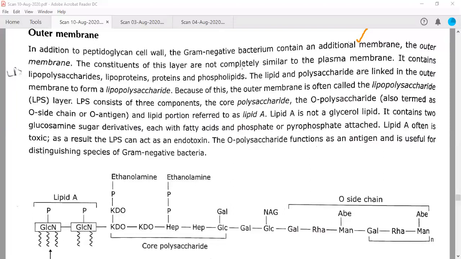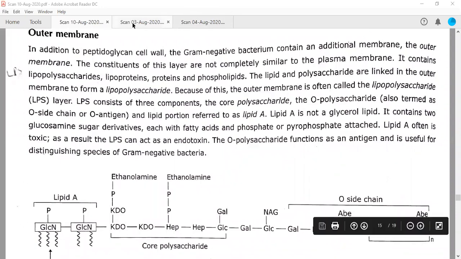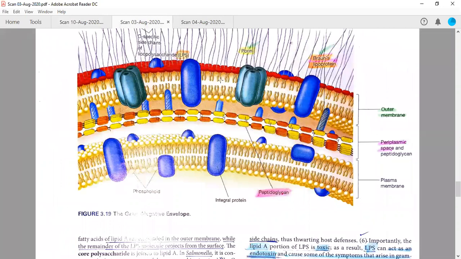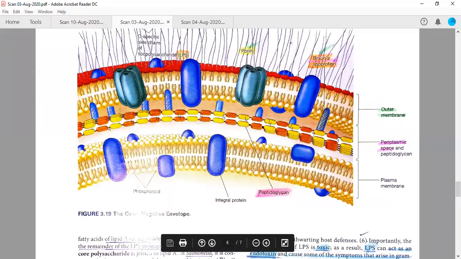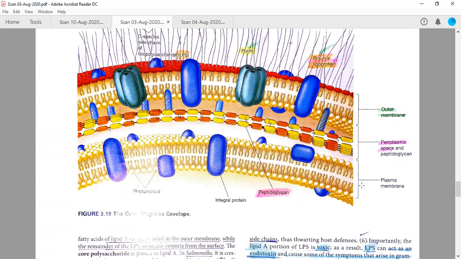Constituents of this layer are not completely similar to the plasma membrane. It contains lipopolysaccharide, LPS, lipoproteins, proteins, and phospholipids. There are certain differences in molecular makeup when you compare the plasma membrane with an outer membrane. If you still are not able to get the message, you can see this particular structure. See here, the plasma membrane is made up of a lipid bilayer and embedded proteins. These proteins can be peripheral proteins or integral proteins. Purely phospholipids make up the plasma membrane.